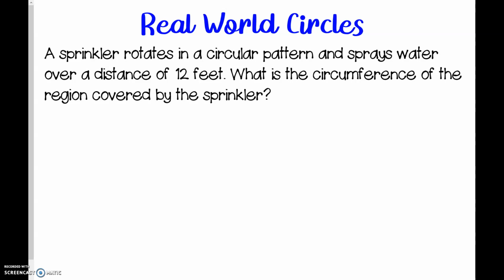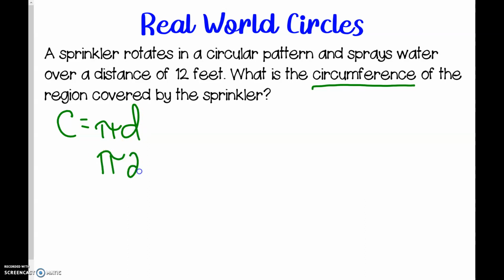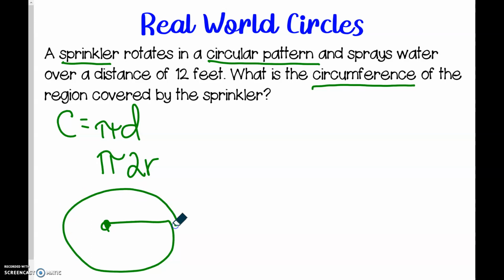So first things first, we always need to know, are we finding area or circumference of the circle? And very clearly it says the circumference. So we know we're either using pi times d, or we might be doing pi times 2r. It depends on what information they give us, okay? So when we look at this, it's talking about a sprinkler. Well, if you think of a sprinkler, it'd be like the sprinkler's in the center. And it says it's spraying in a circular pattern. So it's like, all right, I'm spraying out and it's going around in this circular pattern.